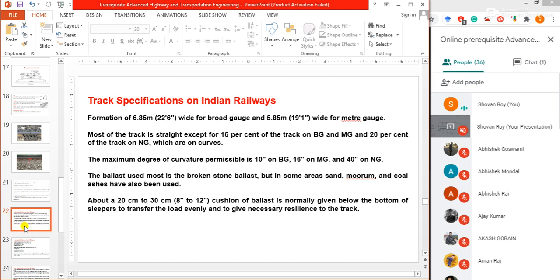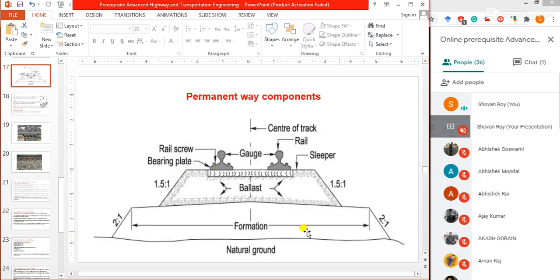The track specification on Indian Railways is very important. You can note down the points. Very important information is there. Formation of 6.85 meter width. Formation means this; you can see it in this figure.